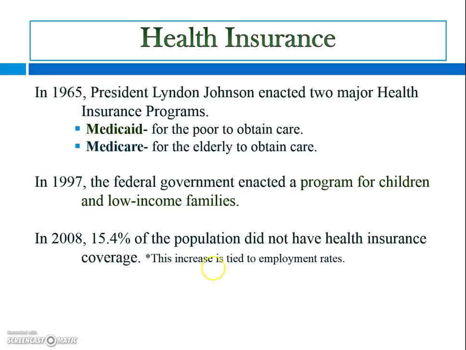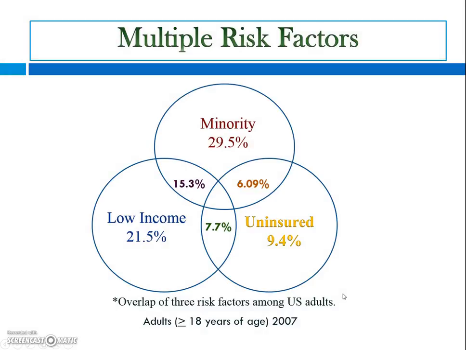As we move to our next slide, we're going to look at multiple risk factors. So you'll see here the main three areas that we were focusing on is the minority status, low income, or low socioeconomic status, as well as their insurance status or the uninsured. And unfortunately, when you start to put those populations together, there's also subgroups that have multiple risk factors.